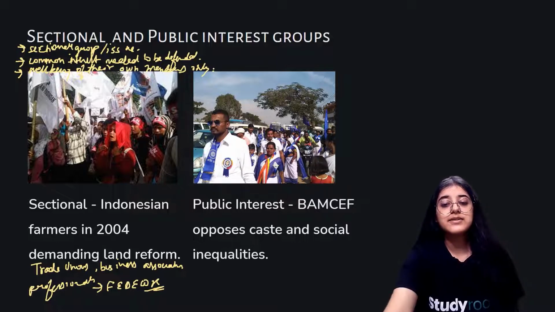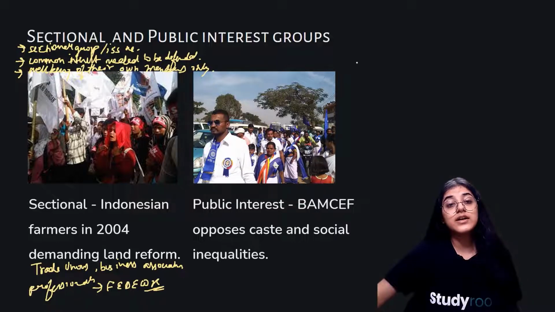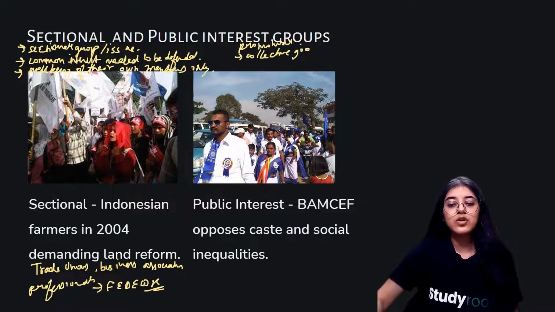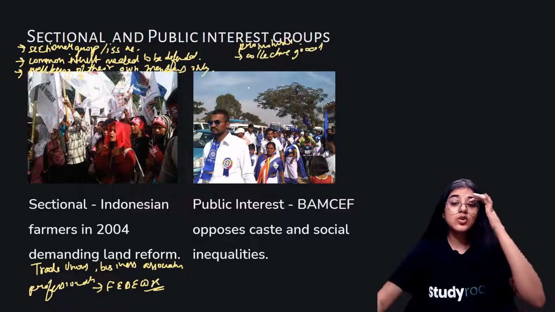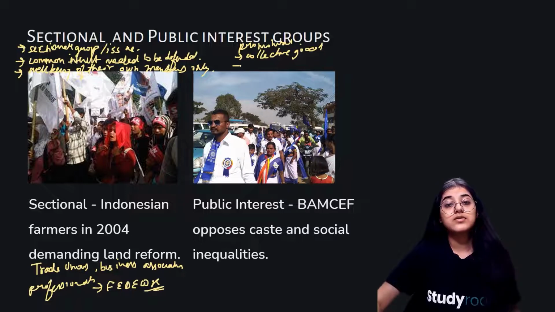So the second one is promotional or public interest groups. Okay, it is also known as promotional. So what does this second one promote? Collective good. It talks about the collective good rather than the selective one. It helps the group rather than only their own members. Help others basically. Okay.